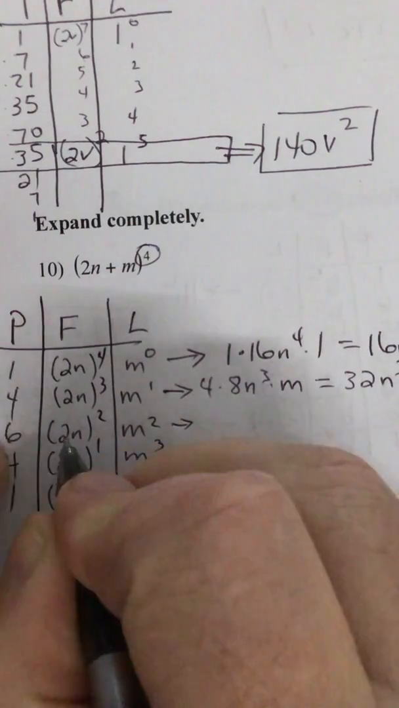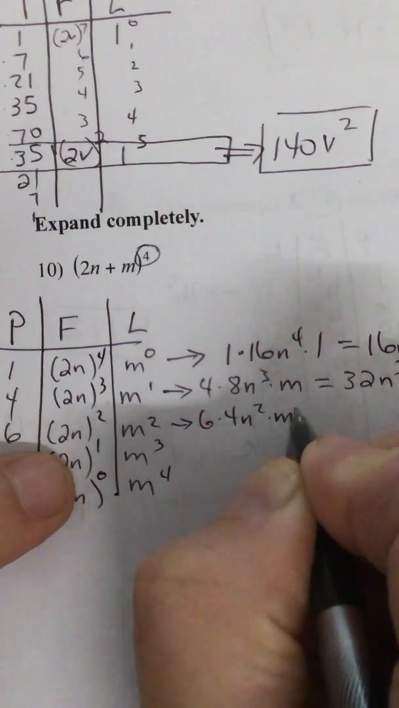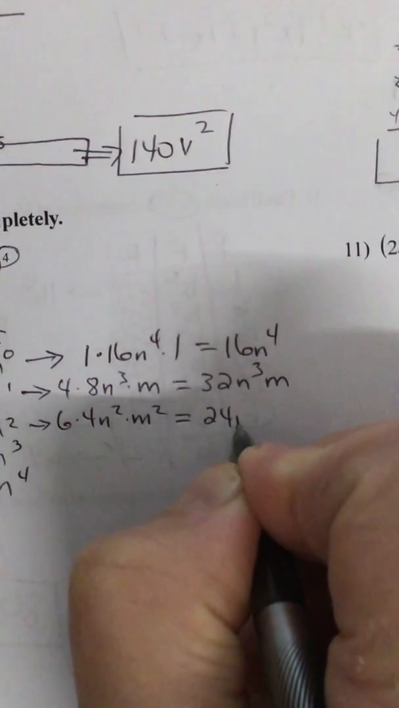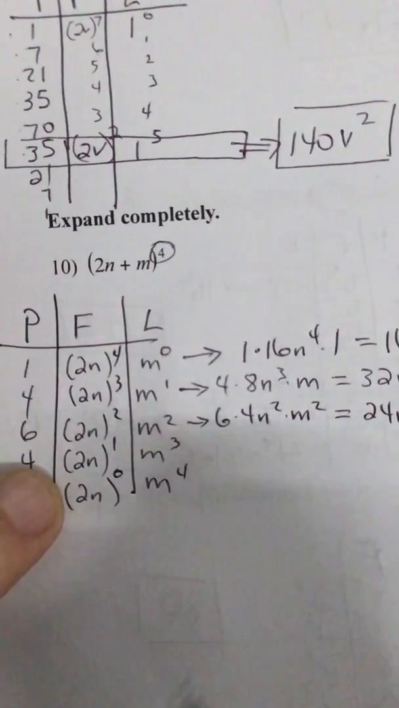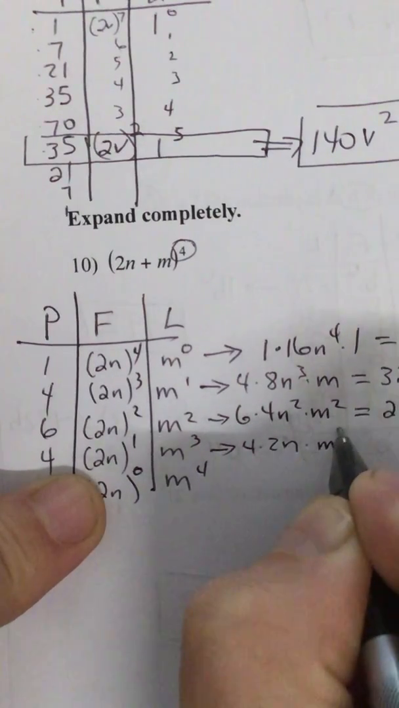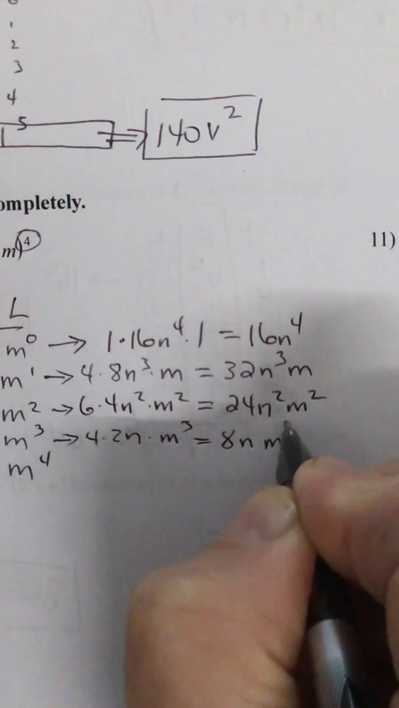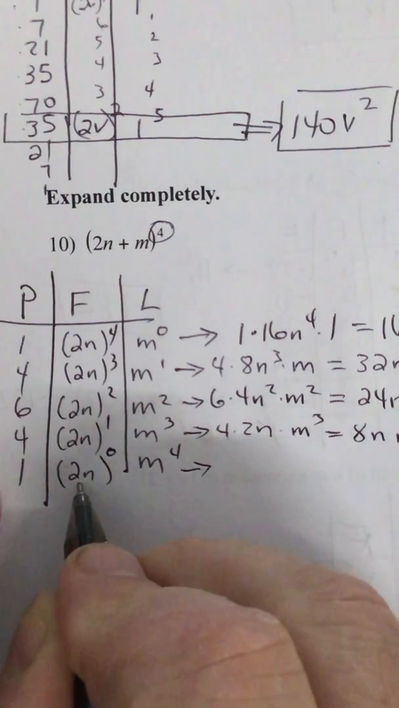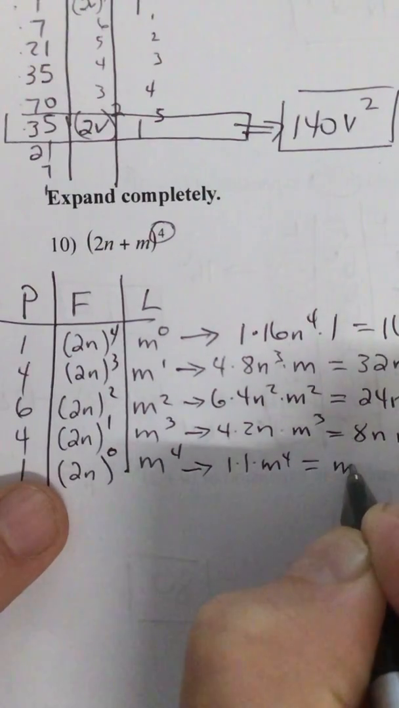Okay, the next one, 6 times 4 is 24. So I have 6 times 4n squared times m squared. So it's 24 n squared m squared. Okay, here I have 4 times 2 n times m to the 3rd. So that's 4 times 2 is 8 n m to the 3rd. And then the last one, this whole piece is now 1. So it's 1 times m to the 4th. 1 times m to the 4th is just m to the 4th.